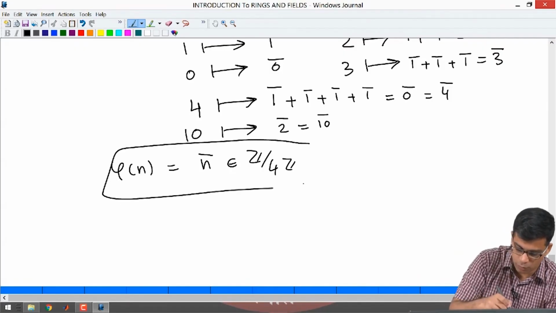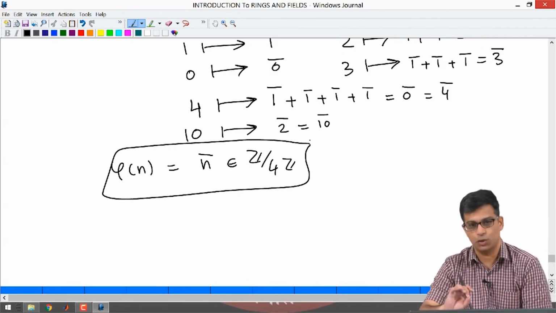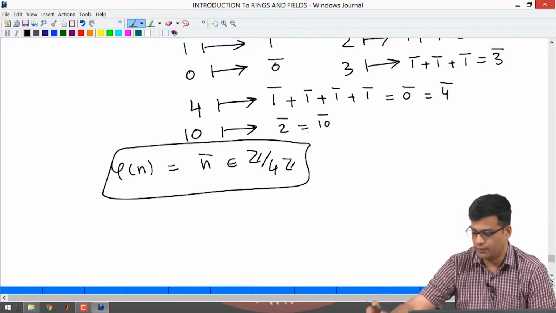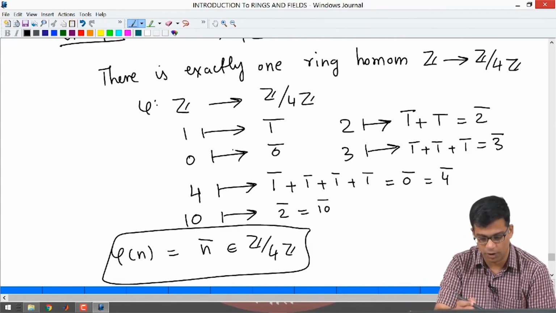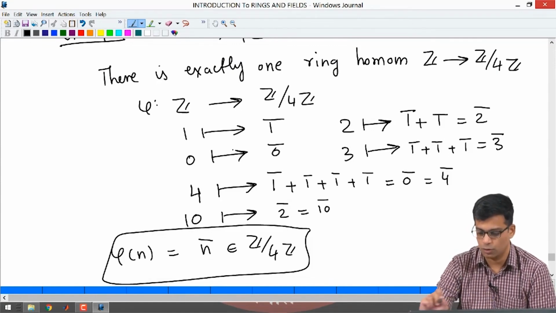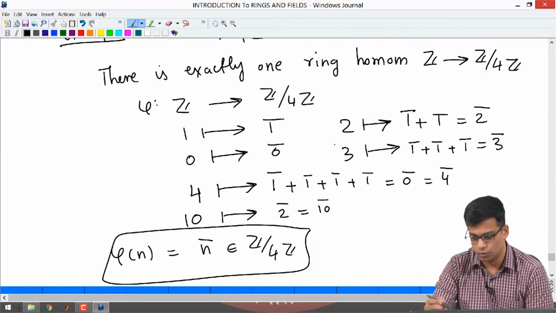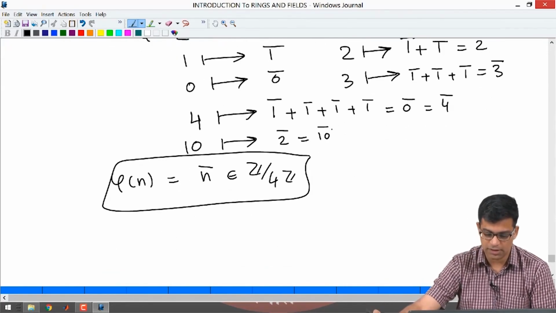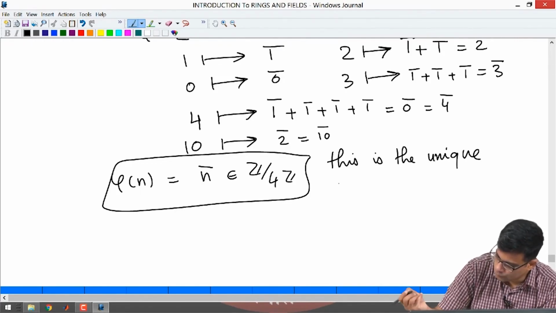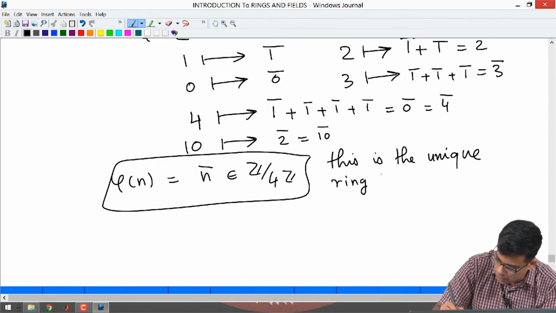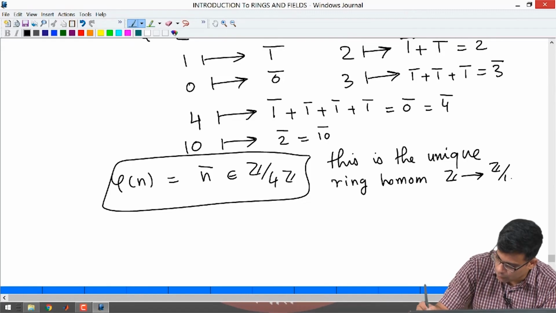Here remember 2 bar is the same as 10 bar, 0 bar is the same as 4 bar. So, this is the ring homomorphism, and again it confirms that there is no choice in defining it. We are forced to have this: 1 must go to 1 bar, 0 must go to 0 bar, 4 must go to 0 bar, 2 goes to 2 bar, 3 goes to 3 bar and so on. So, this is the unique ring homomorphism from Z to R, Z mod 4Z.